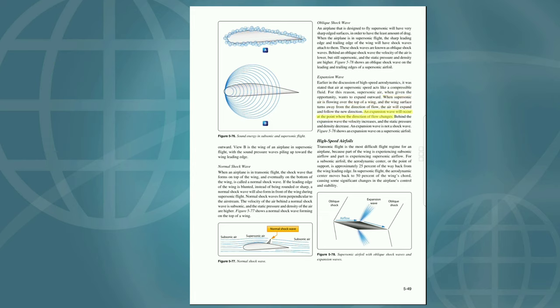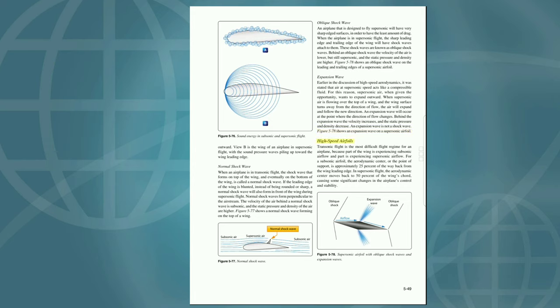An expansion wave will occur at the point where the direction of flow changes. Behind the expansion wave, the velocity increases, and the static pressure and density decrease. An expansion wave is not a shock wave. Figure 5-78 shows an expansion wave on a supersonic airfoil.